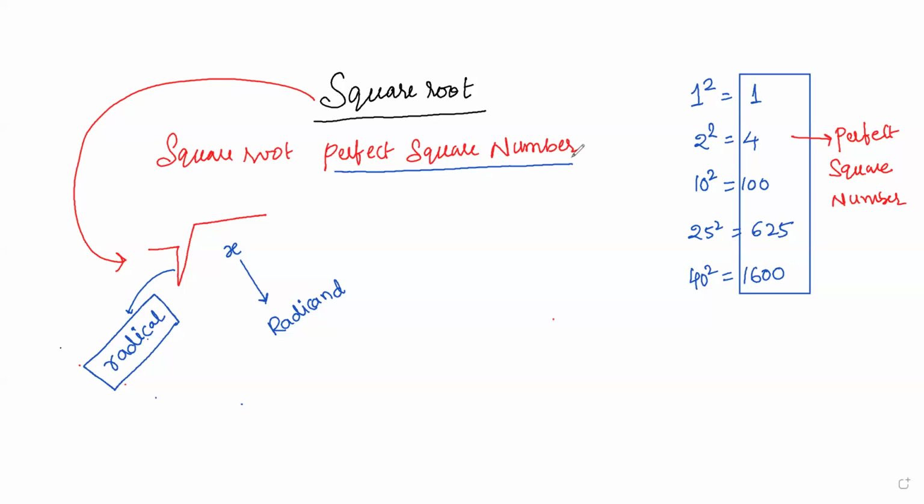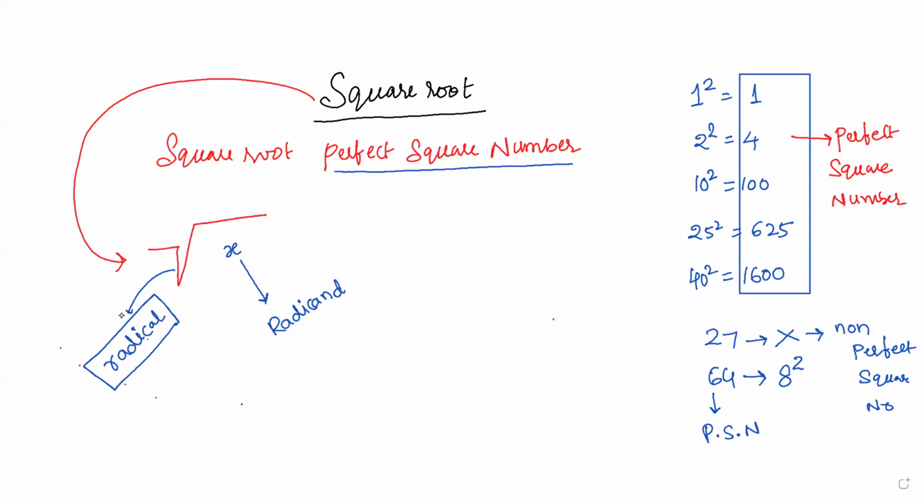What is my point? Suppose let me take one number, 27. 27 is not a perfect square number. Suppose let me take 64. 64 I can express in square form. But I cannot represent 27 in square form. So this is a non-perfect square number, but 64 is a perfect square number. You got the difference now? Yes, very good.